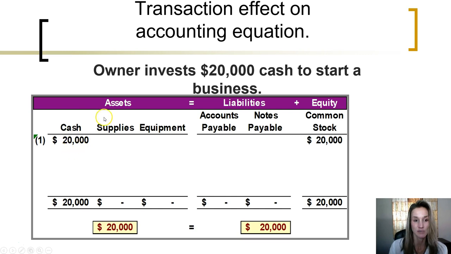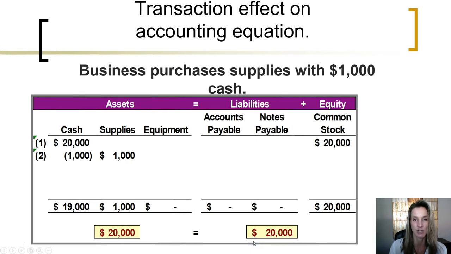Cash is increased, causing overall assets to increase. Total assets are $20,000. Equity increased $20,000. Total liabilities plus equity equals $20,000. Assets of $20,000 equal liabilities and equity of $20,000. The equation is in balance.